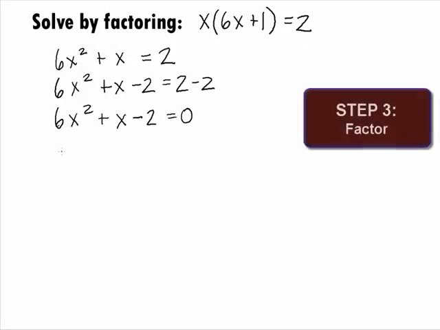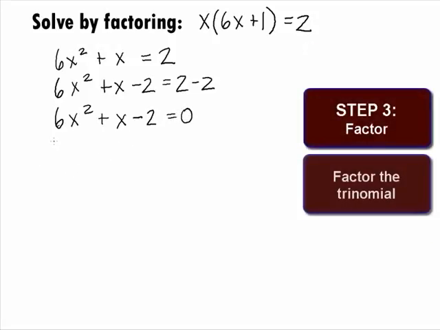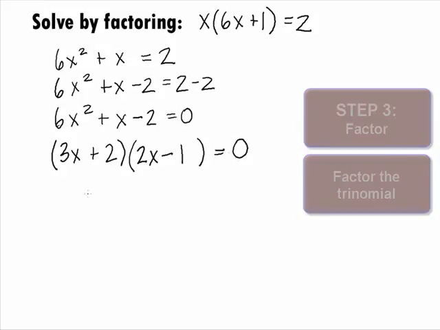In step 3, we want to factor the left side. If you need a review on factoring, feel free to go to College Algebra Tutorial 7. Factoring the trinomial on the left side, we get the equation 3x plus 2 times 2x minus 1 equals 0.